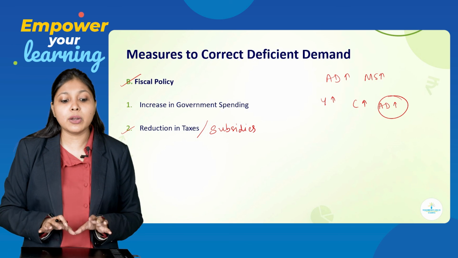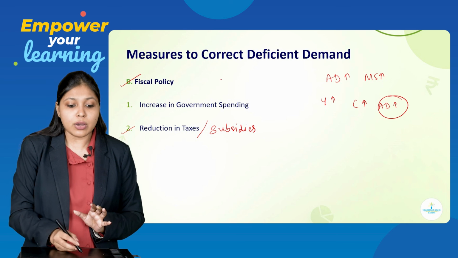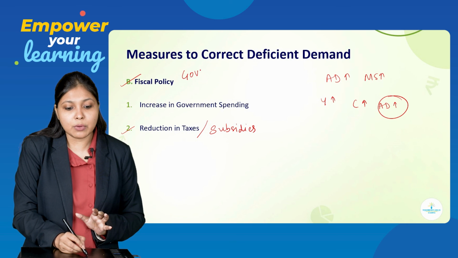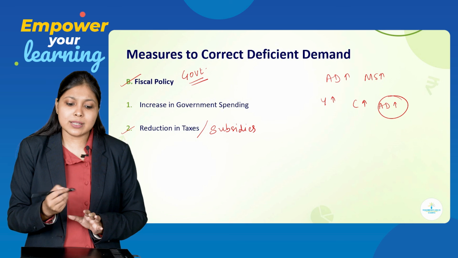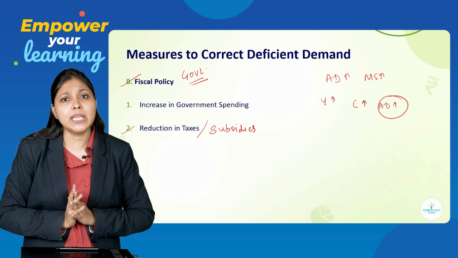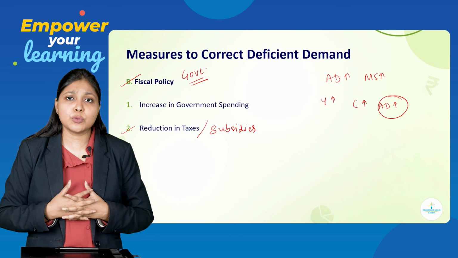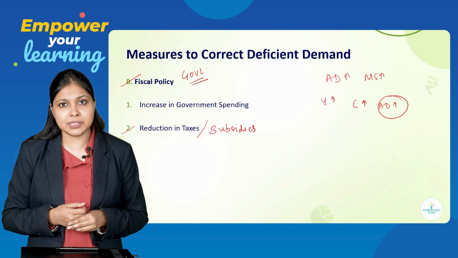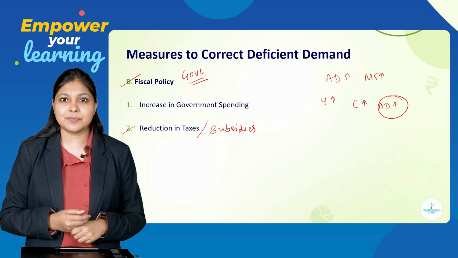So that is what the fiscal policy, or the policy given by the government, is. And subsidies are nothing but the discounts which should be given. Start giving discounts to people, and people will buy more commodities as it is.